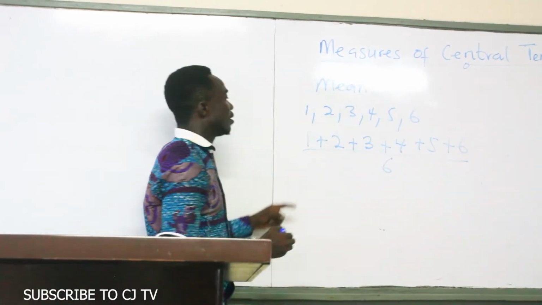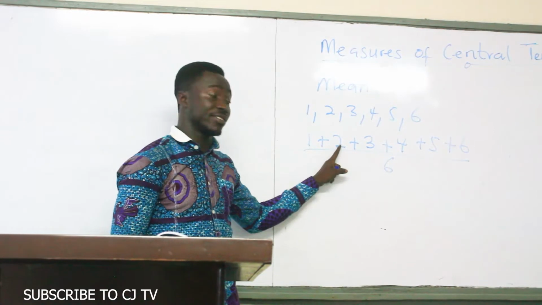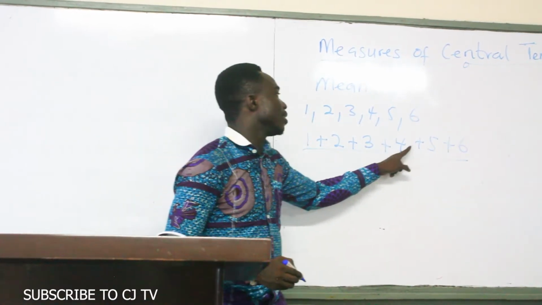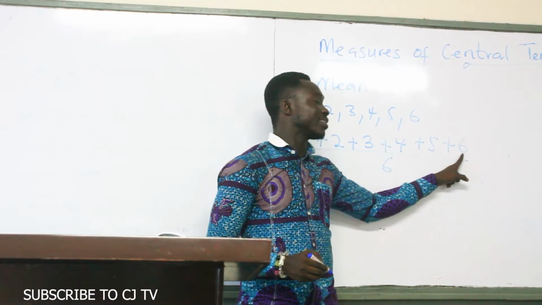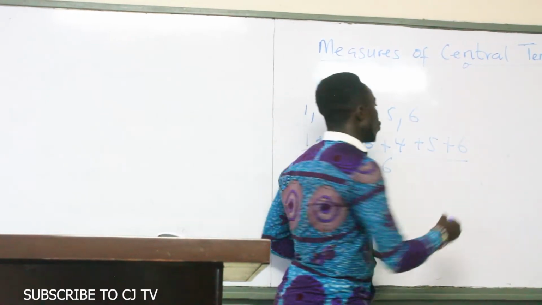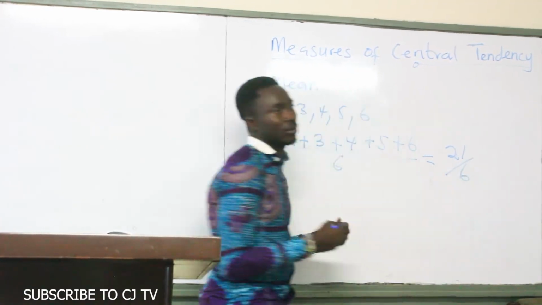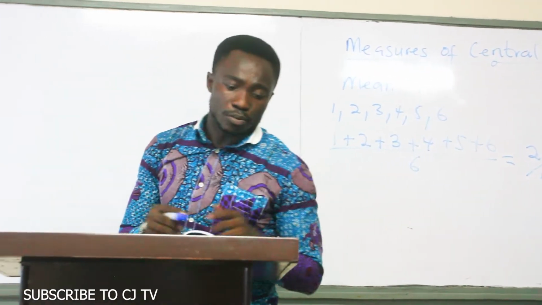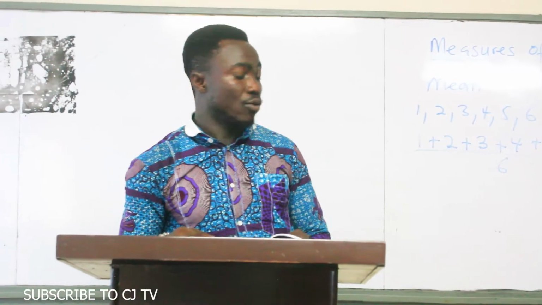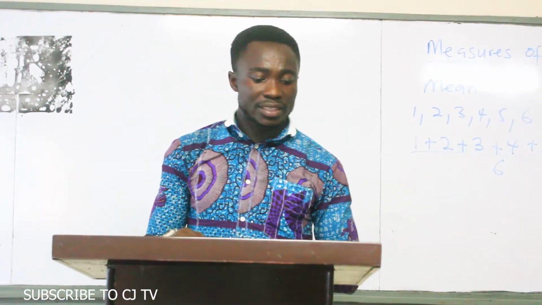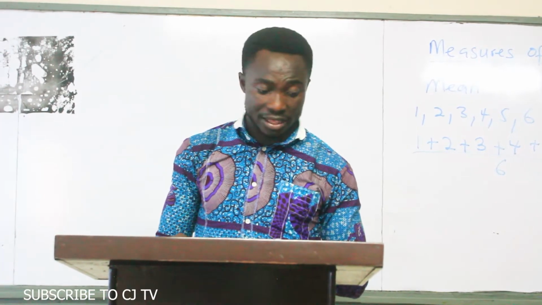6. Now, 1 plus 2 is 3. Plus 3 is 6. Plus 4 is 10. Plus 5 is 15. Plus 6 is 21. So you have a total of 21 out of 6. Very good. So you realize that when you compute that, you get a figure, and the figure you get will stand in for the mean.